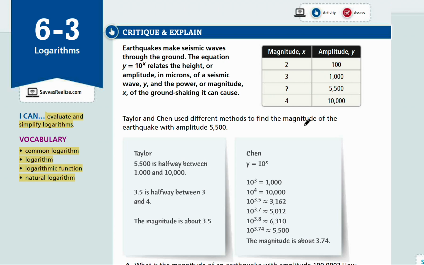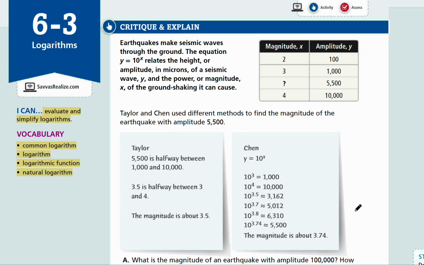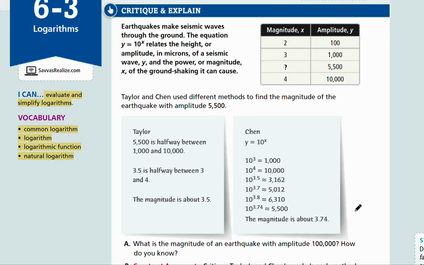10 to the power of 3.7 is about 5,012. 10 to the power of 3.8 is about 6,310. So using a calculator, he probably got different powers, right? And 10 to the power of 3.74, because we're trying to figure this out, right? 5,500 is between 3.7 and 3.8. And so he's saying, oh, if it's about 3.74, it's about 5,500. So the magnitude is about 3.74. Okay, so looking at these two different methods, let's answer some questions.